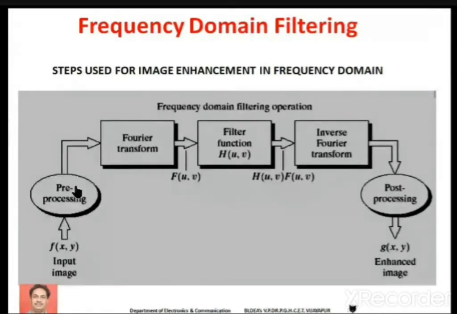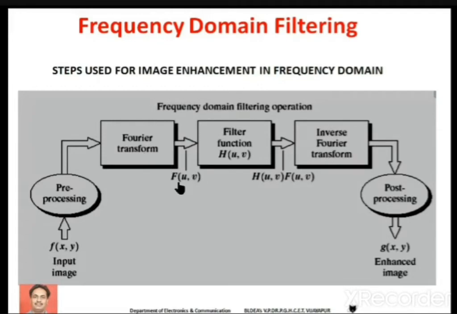I'm going to summarize these steps once again. The first step is the pre-processing operation. In the pre-processing operation, the input image f of x comma y is multiplied by minus 1 raised to x plus y. The purpose of this operation is to adjust the origin of the spatial domain image into the frequency domain. The second step is we apply the Fourier transform on f of x comma y, so that we get the result F of u comma v.